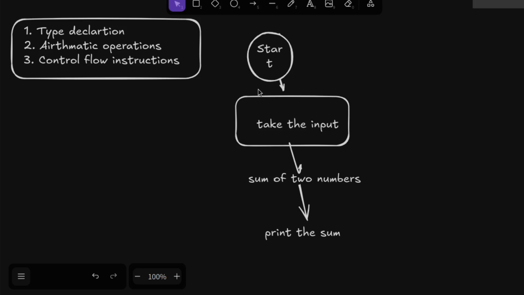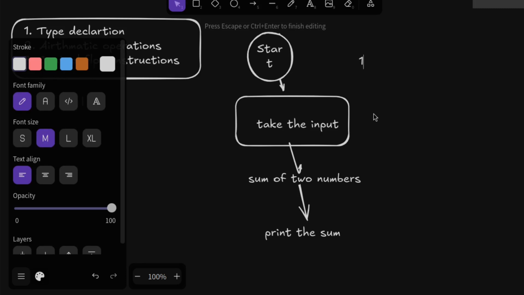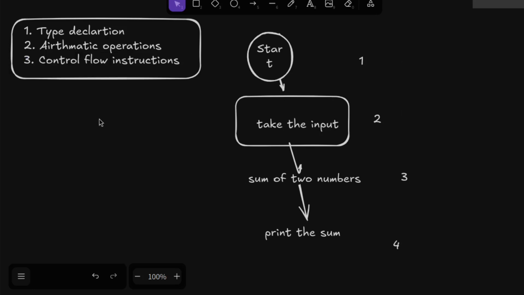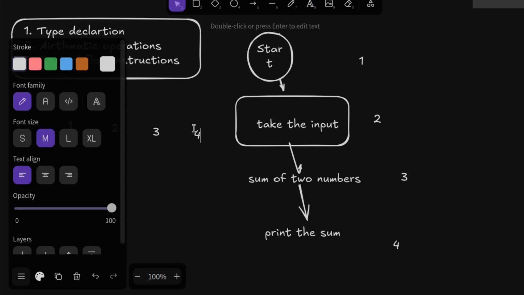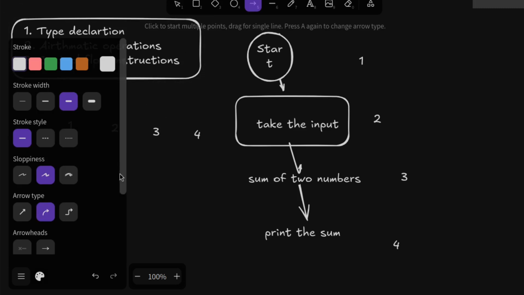Then what happens when we write a program for this type of problem? We start the algorithm, take the input, calculate the sum of two numbers, and print the sum. Can we print the sum before taking the input? Never. Can we calculate the sum of two numbers before the algorithm starts? No, this is not possible, because this is instruction number 1, this is instruction number 2, this is instruction number 3, and this is instruction number 4. The algorithm always runs step by step. It starts from 1, after that goes to 2, then 3, and after that 4.